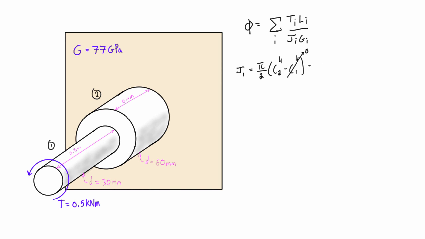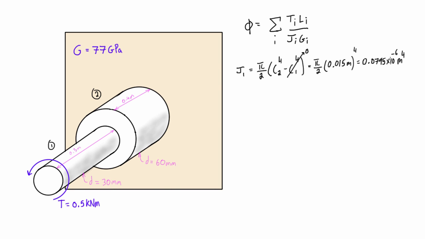So for J1 here we get pi over 2 times the radius, and the radius is 15 millimeters, but we want to write this in meters, so 0.015 meters to the power of 4, and that's going to give us 0.0795 times 10 to the minus 6 meters to the power of 4.